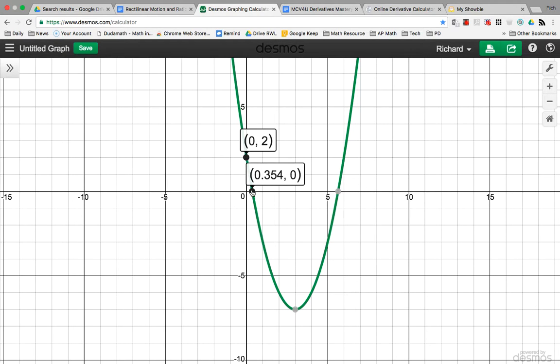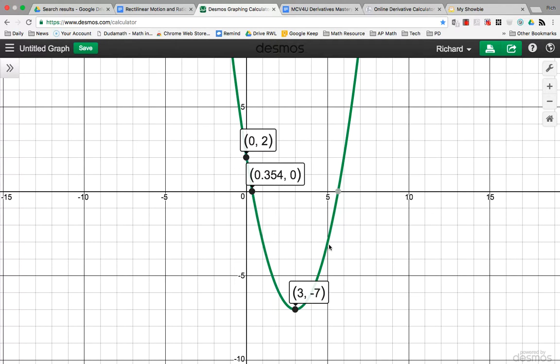And then at this point right here, they are at the origin. So at 0.354 seconds, they're at the origin. So from 0 to 0.354, they had to walk a total of 2 meters. And then they walked down here another 7 meters. Now they're 7 meters to the left of the origin.